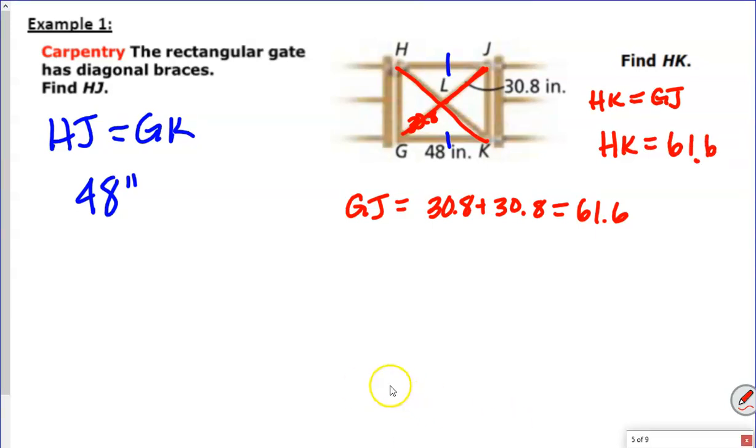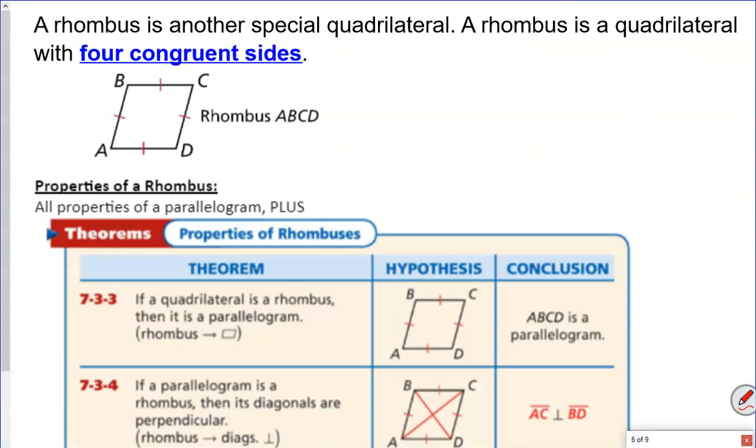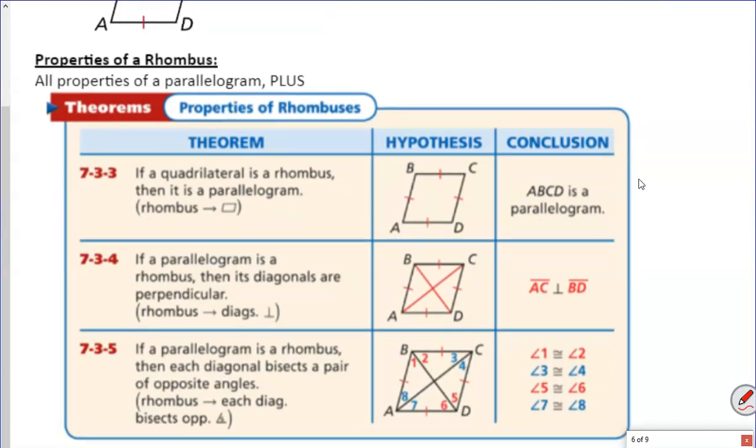All right, so on this next one, we're going to talk about rhombuses. Now, a rhombus is another special quadrilateral, and a rhombus is a quadrilateral with 4 congruent sides. Now, this one has a few more properties. Remember, this still inherits all the properties of a parallelogram because, once again, a rhombus is a parallelogram.